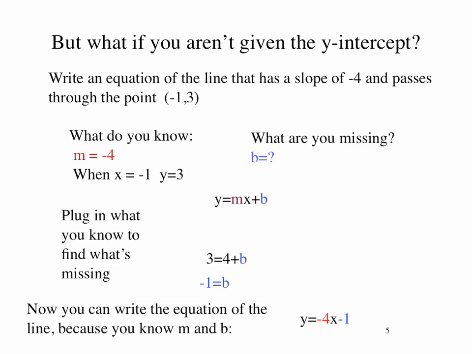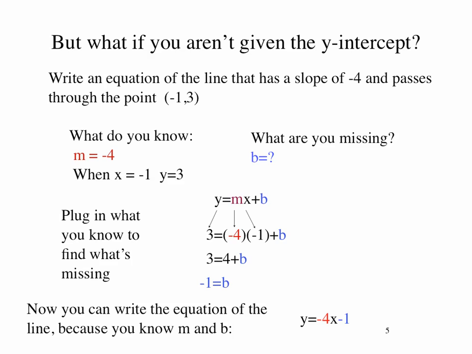So we're going to plug what we do know into y equals mx plus b. We know that the slope is -4, so we plug that in for m. And we know that when x is -1, y is 3, so we plug those two values in for x and y at the same time. And we still don't know what b is, so we leave that as a variable.